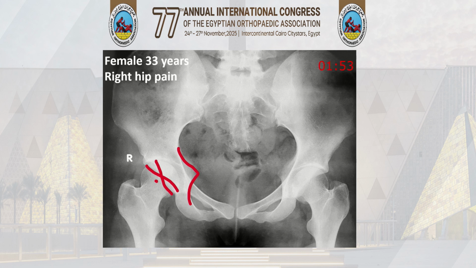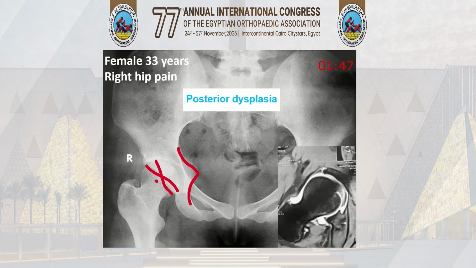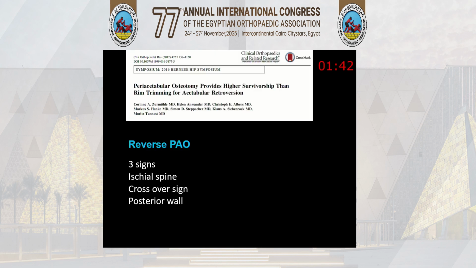So this type is posterior dysplasia. She has anterior overcoverage. She has a deficient posterior wall. So this is posterior dysplasia. Also, for the MRA, she has a labral tear. So whether to do a PO, reverse PO, or to do arthroscopic or open rim trimming.